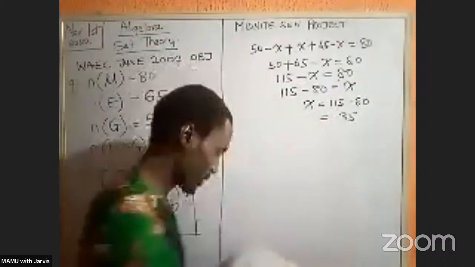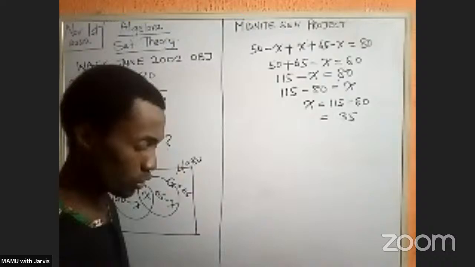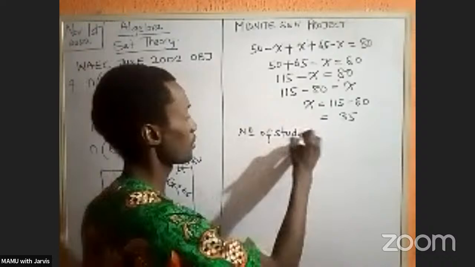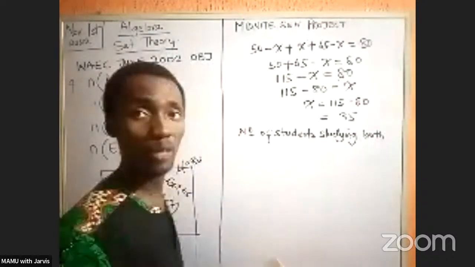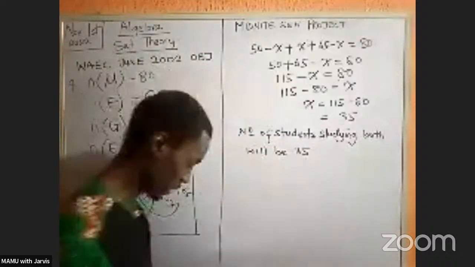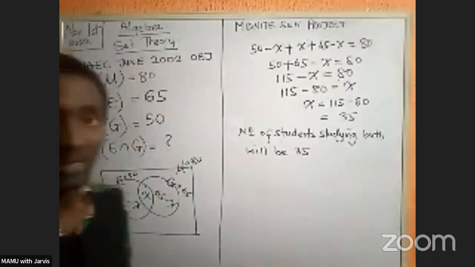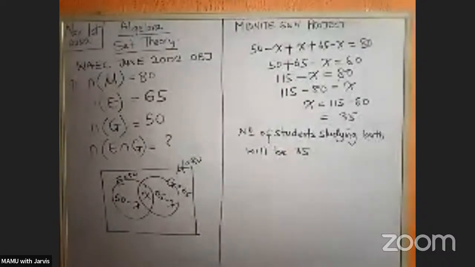35. So in that setup, the number of students studying both will be 35. That takes care of that question. As our practice, I'll allow you to take a breath and process all I have done and see if it has made some sense to you, right?